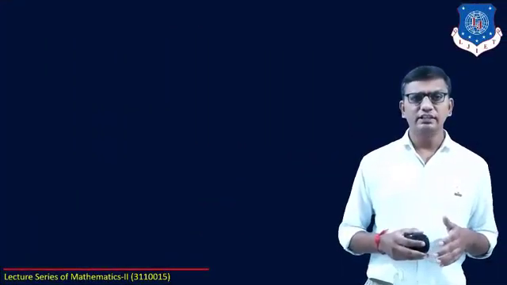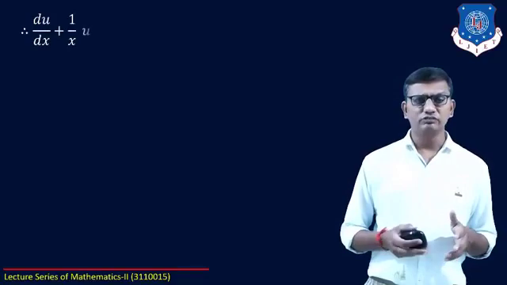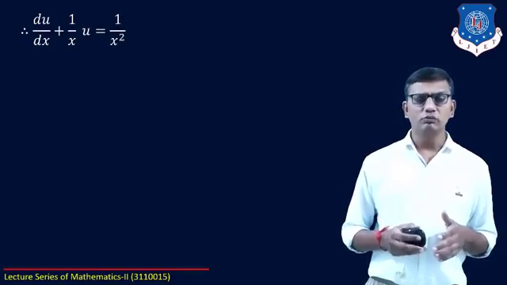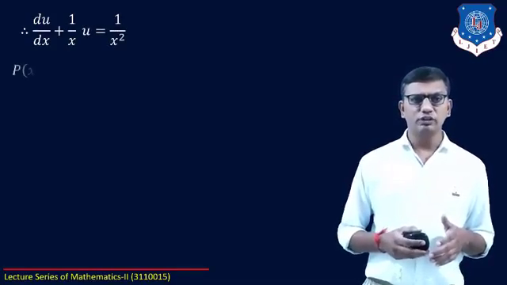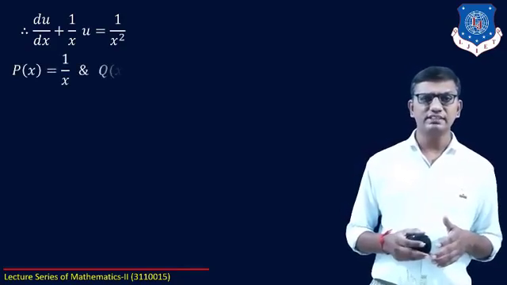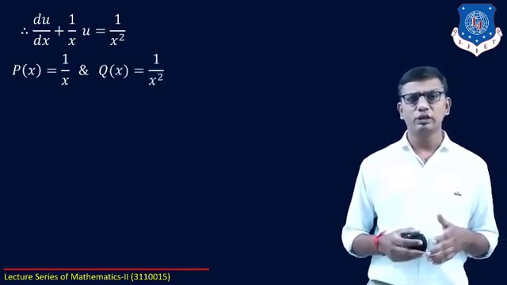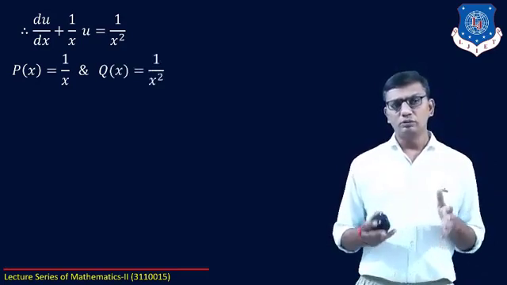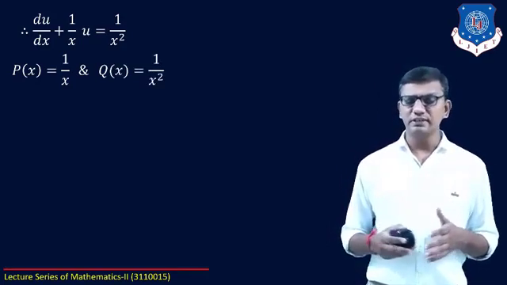Now take the minus from common from both sides, then we get du by dx plus 1 upon x u equal to 1 upon x square. This is a first order, first degree linear differential equation. Here P(x) is 1 upon x, Q(x) is 1 upon x square. Now how to solve this first order, first degree linear differential equation?